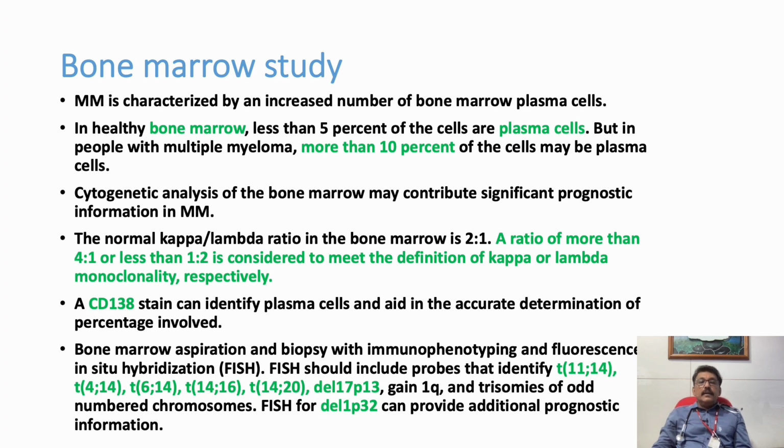Other things are immunophenotyping and FISH study, which can pick up t(11;14), t(4;14), t(6;14), t(14;16), t(14;20), deletion 17p, deletion 1p32. These are various immunophenotyping mechanisms, and these can be done by a hematologist. They can do all these investigations and make a diagnosis. As primary physicians, we always do bone marrow study and other types of tests.